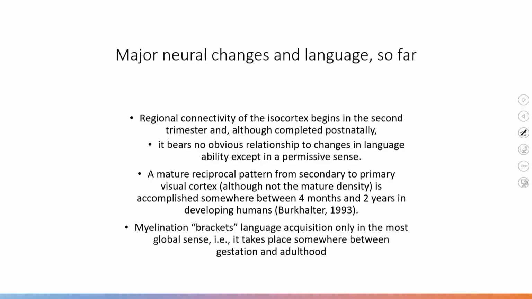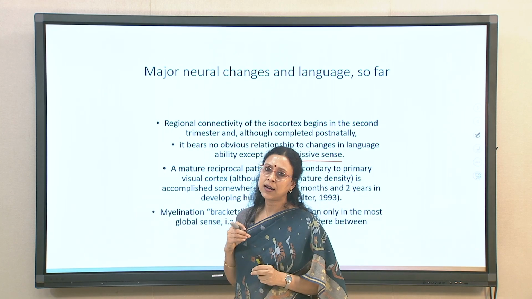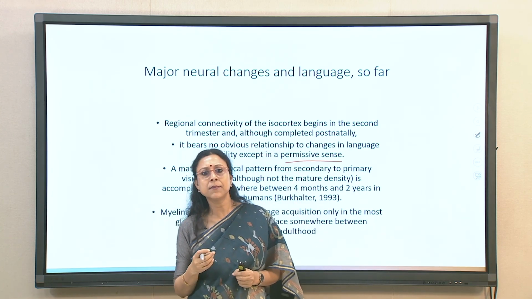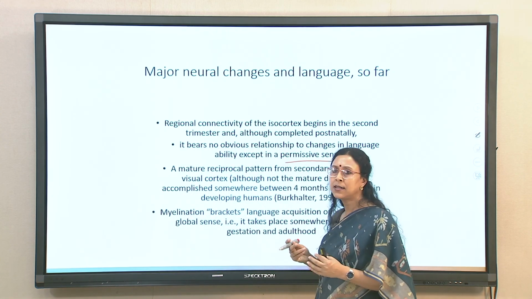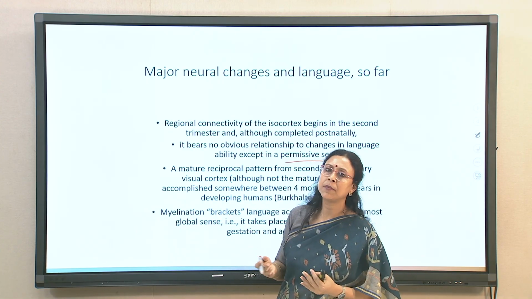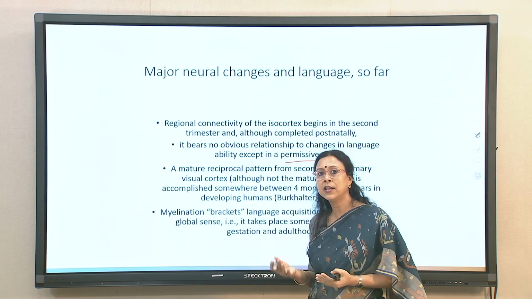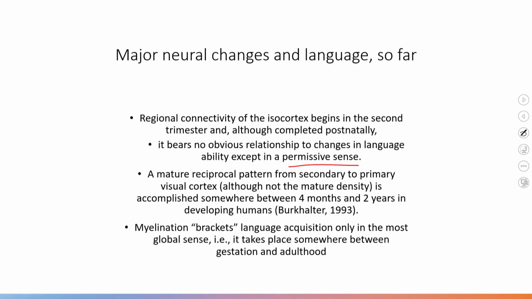Now, till here, what are the major changes in terms of the neural structure and the language? Regional connectivity of the isocortex begins in the second trimester and, although completed postnatally, it bears no direct obvious relationship with language activity except in a permissive sense. That is how it has been proposed: even though the regional connections are already in place, they may not have any direct impact. It facilitates, it creates a permissive scenario for language to develop. It may not really create it.